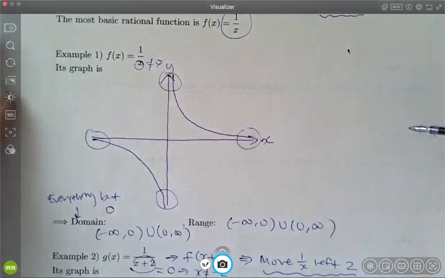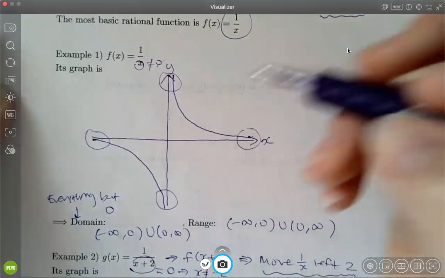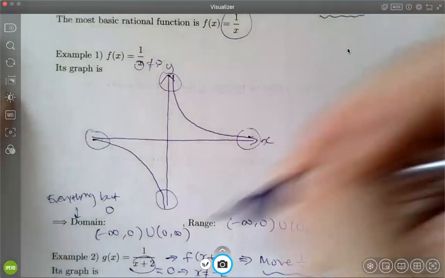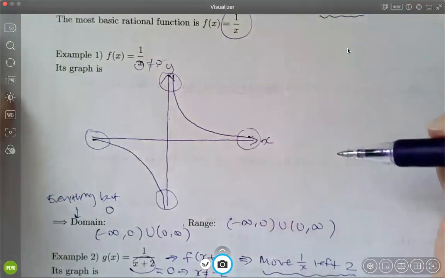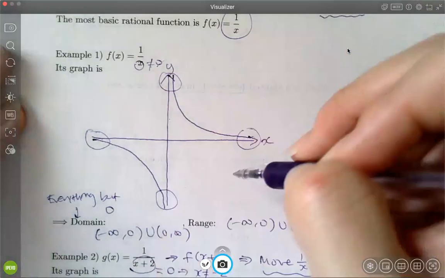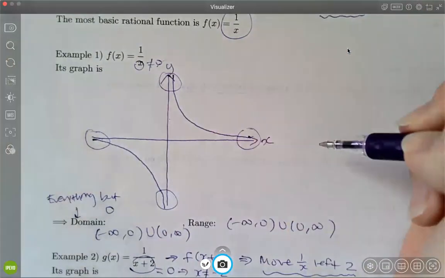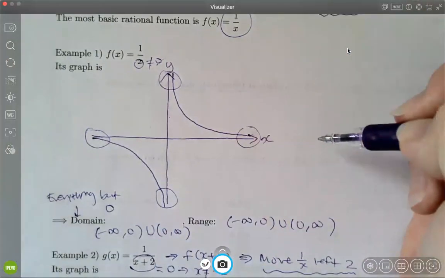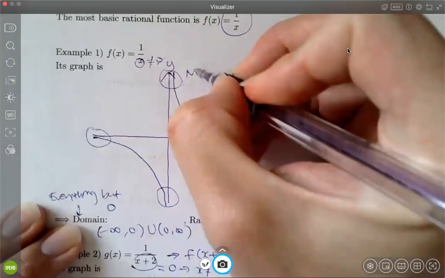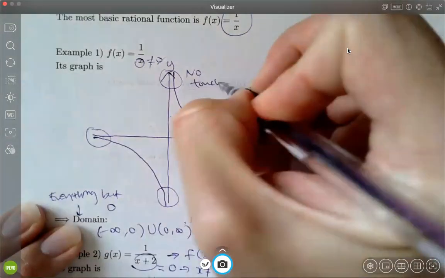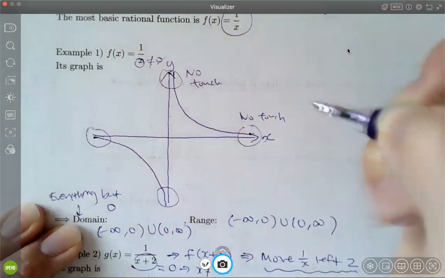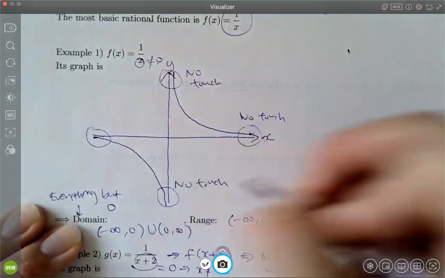No. But the thing is, on all of these 4 portions, the graphs get really close to the corresponding axis, but they don't actually touch. So we can say no touch, no touch. Kind of a bizarre expression, but I guess it makes sense. Like, no touch.